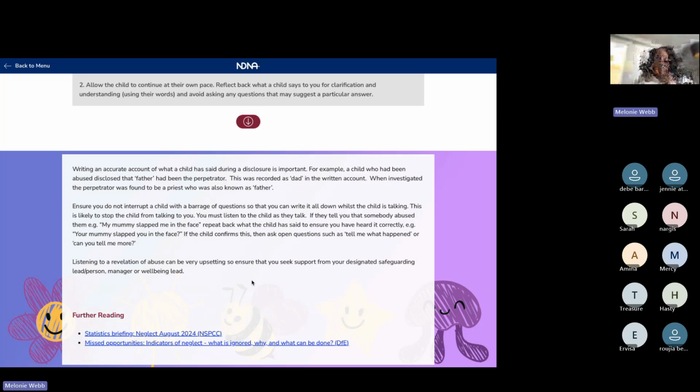Ensure you do not interrupt a child with a barrage of questions so that you can write it all down whilst the child is talking. This is likely to stop the child from talking to you. You must listen to the child as they talk.